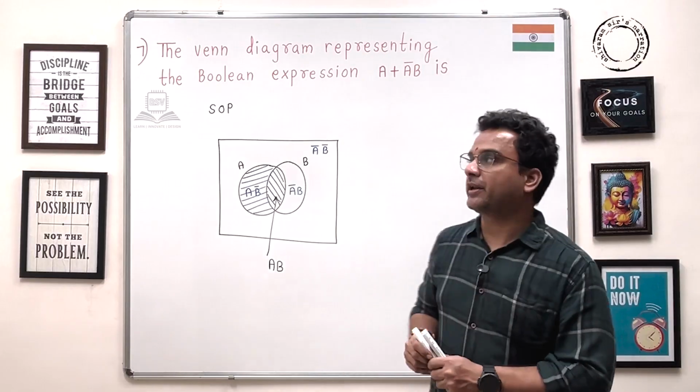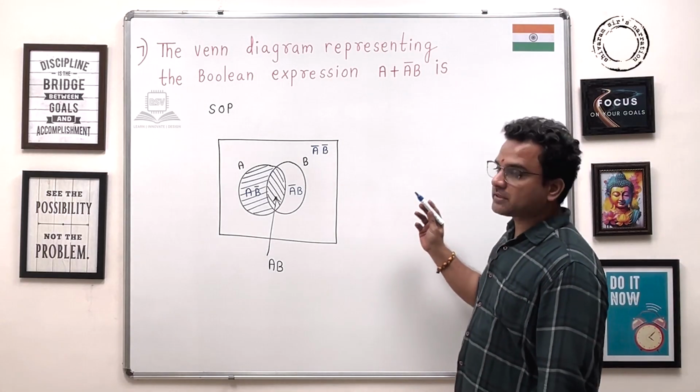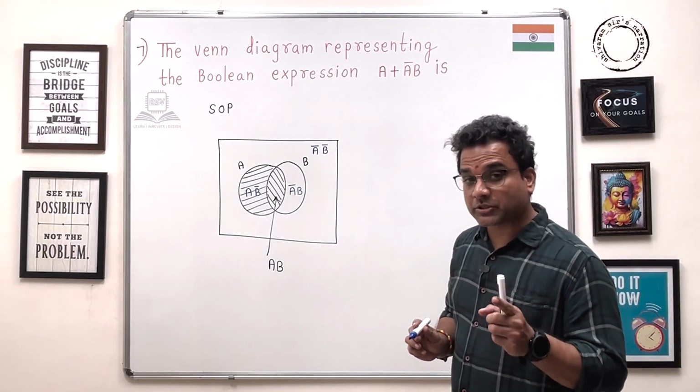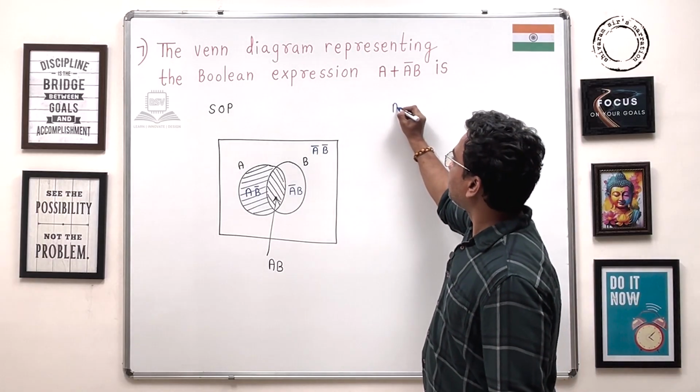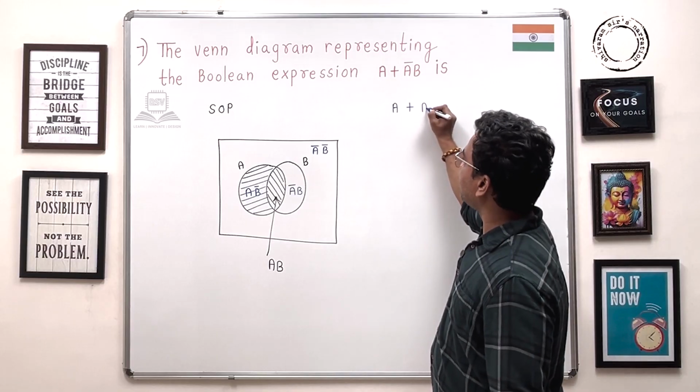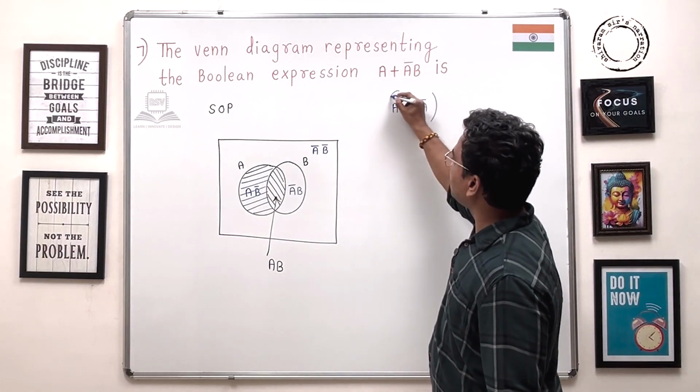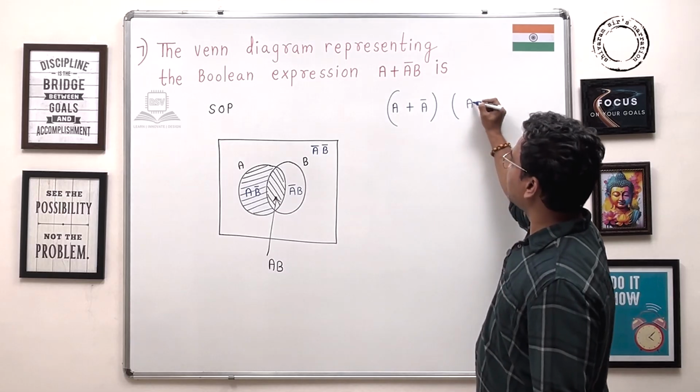Now this is about SOP form. Now let's take the Boolean expression, that is A plus A bar B. By using the distribution theorem, we can rewrite this equation as (A plus A bar) into (A plus B).